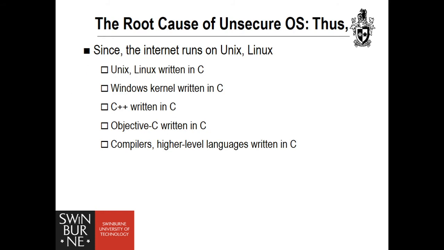Since then, the internet runs on Unix. Unix and Linux are written in C. The Windows kernel is also written in C. C++ is written in C. Objective-C is written in C. Compilers for high-level languages are written in C. It starts from C, actually.